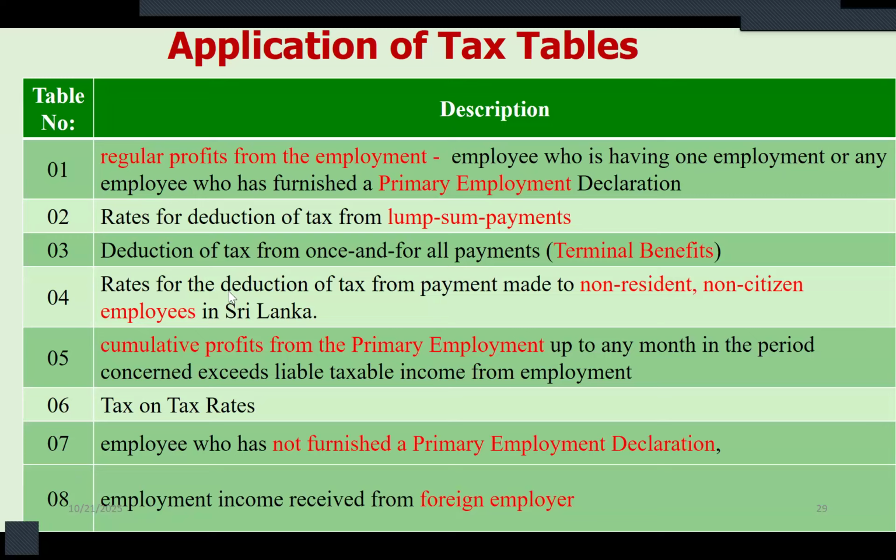Using these tables, considering the situation, they should select which table should be applied for each employment income. Because now you know there are several types of employment income. Some are salaries, some are overtime, some are allowances, some payments are bonus, salary arrears, like that. There are several situations. So based on the situation, we should determine which table should be applied for each income type.